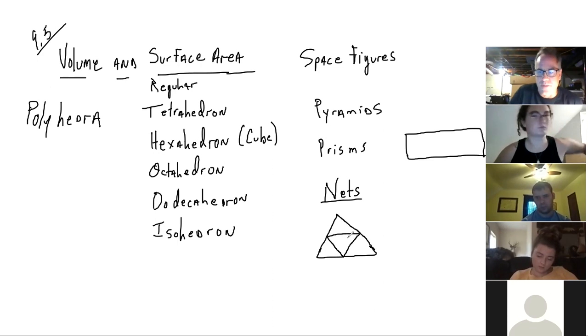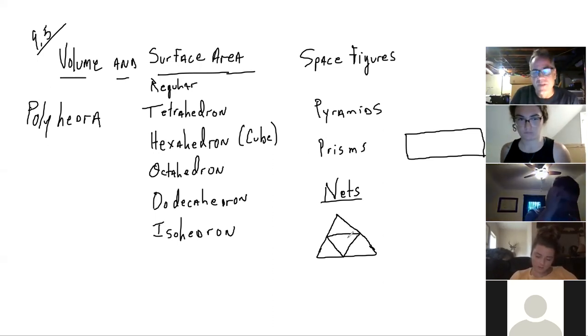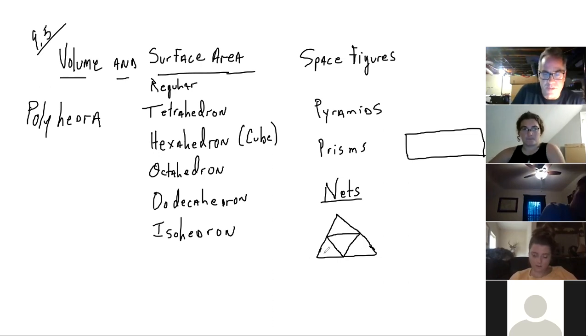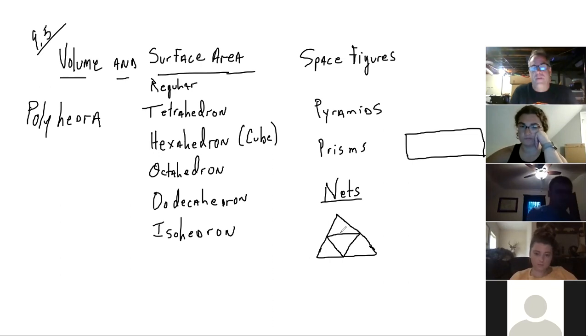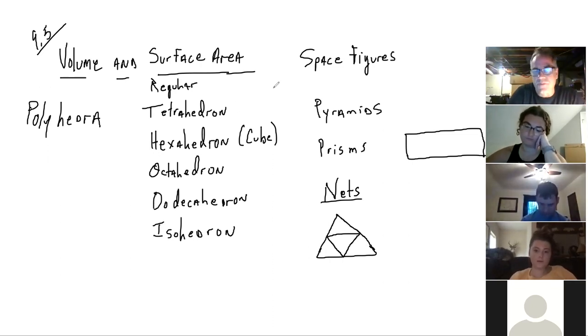And the idea with a net, and the kind of question you would see on Praxis, you'll be given something like this and asked, if I fold up these faces, what polyhedra will I form? In this case, it's a tetrahedron. This end would flap up, this end would flap up, this end would flap up, and we would have 4 faces of equilateral triangles if it were regular.